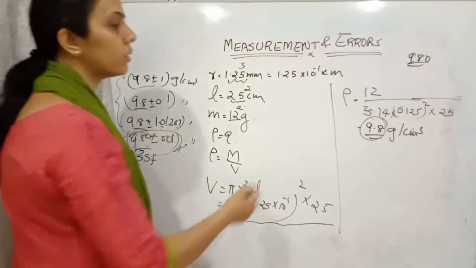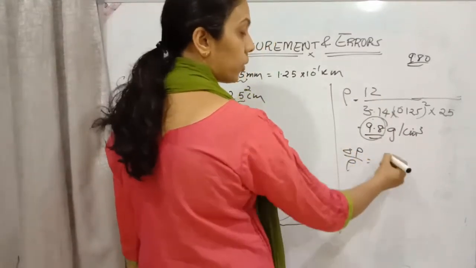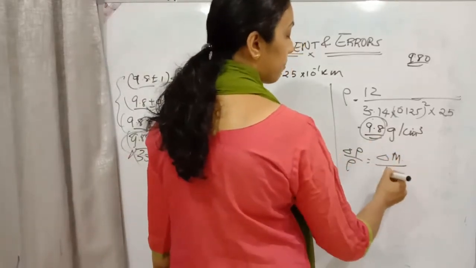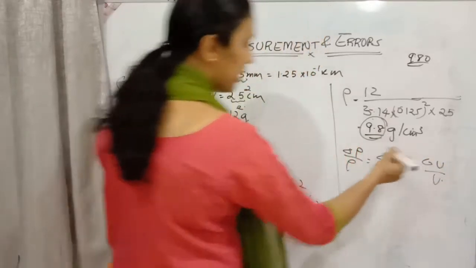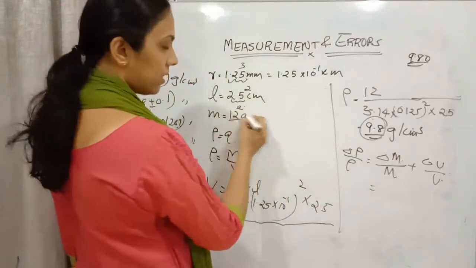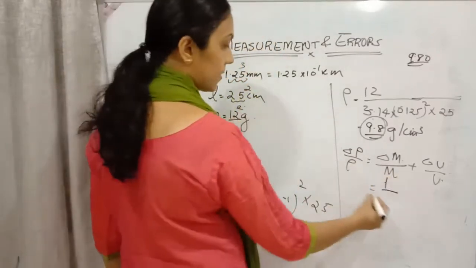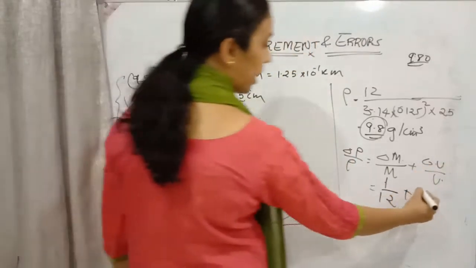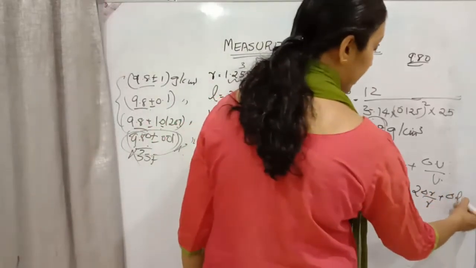So how can we find the density error? Change in density, the relative error delta rho by rho, will be equal to delta m by m plus delta V by V. How do we find delta m by m? Delta m is 1, since 12 gram is given, so it is 1 divided by the mass, 12. And delta V by V is 2 into delta R by R plus delta L by L.